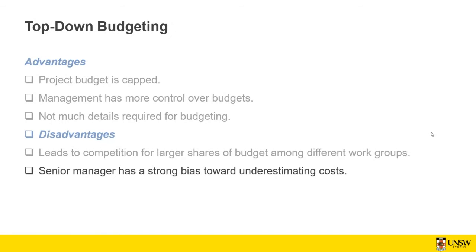And also, the senior manager has a strong bias toward underestimating the cost. So most of the time, the top-down budgeting underestimates the overall cost of the project, and that can end up being a problem for the project manager to manage the project with a limited budget.